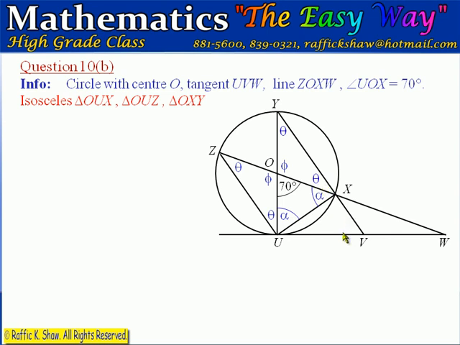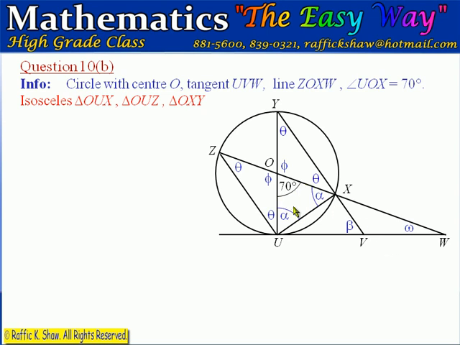Now this angle, we will label that angle as beta because we'll be required to calculate that angle, and we will label this angle omega, another angle that will be required to calculate. So let's go now and show the calculation of each of those angles.